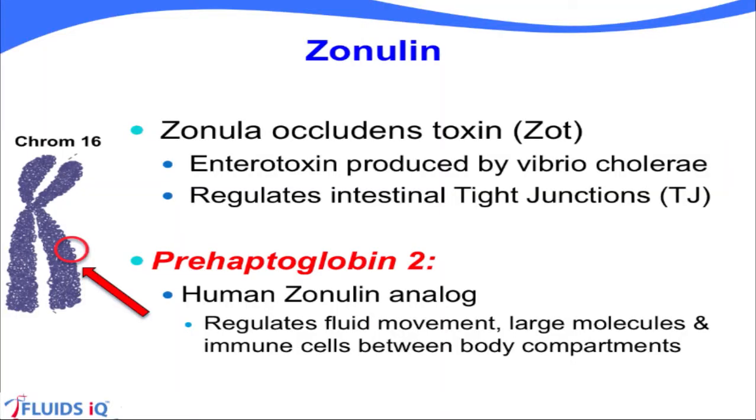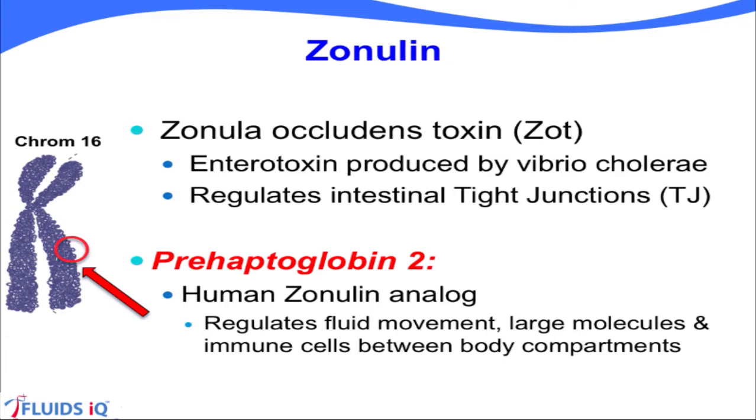Now, we have in recent years been able to determine that on chromosome 16 there is a pre-haptoglobin 2 gene, which is in fact the human analog of this Vibrio cholerae enterotoxin. And it regulates fluid movement, large molecule and immune cell movement between body compartments. And I think one can begin to see that this could be an extremely important protein that regulates intestinal movement.